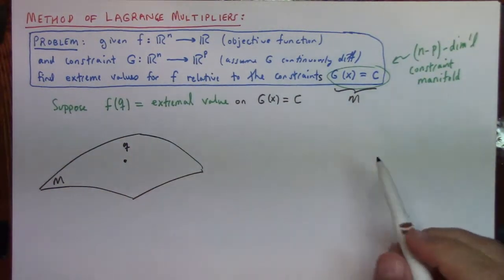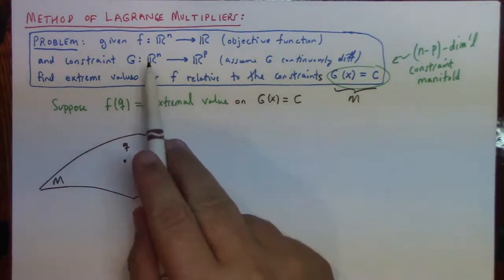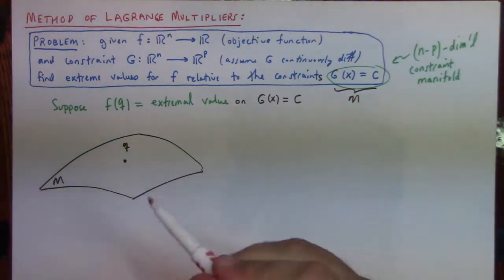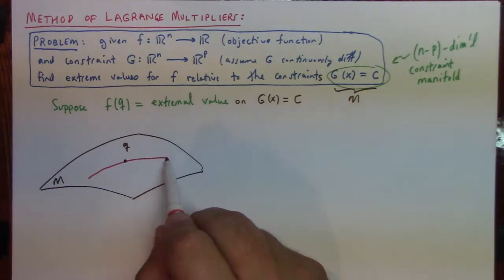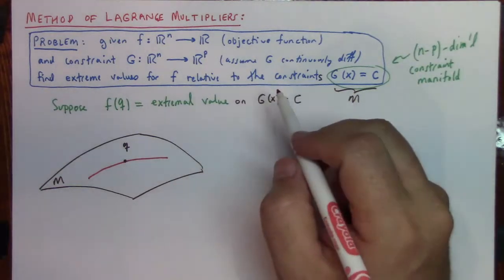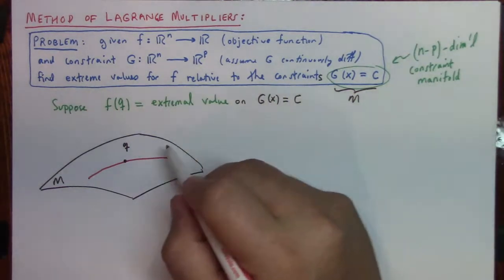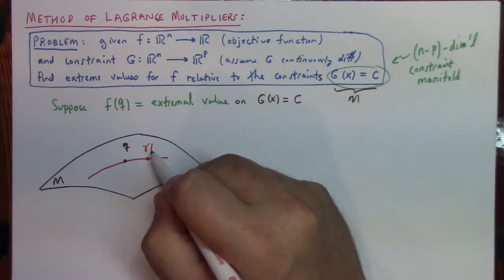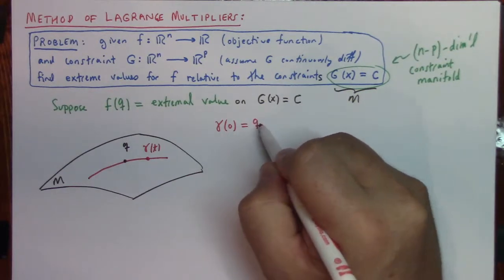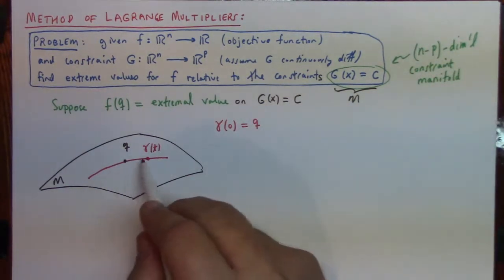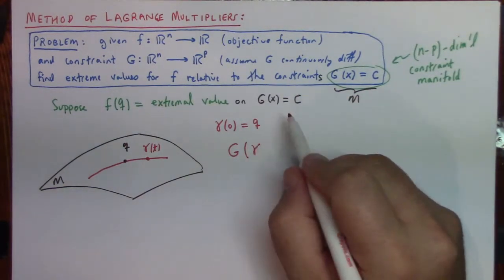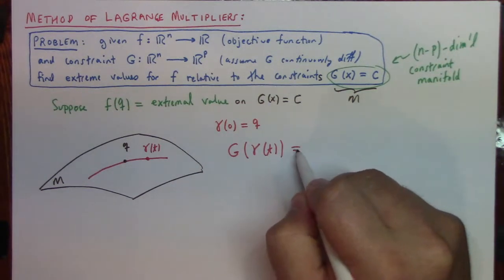So think about this. If it is going to be an extreme value of the objective function on this surface, then if you were to take a curve on the surface, some path which goes through Q, suppose this is gamma of t, and without loss of generality, we can suppose that gamma of 0 is q. Then to say that gamma of t is on M means that g of gamma of t is equal to c.